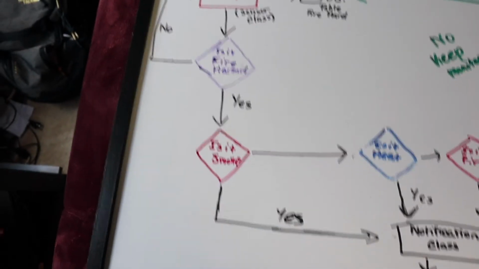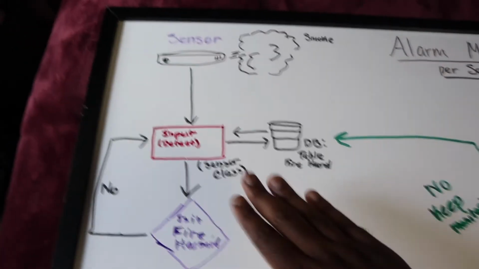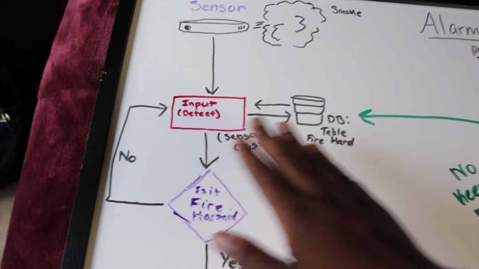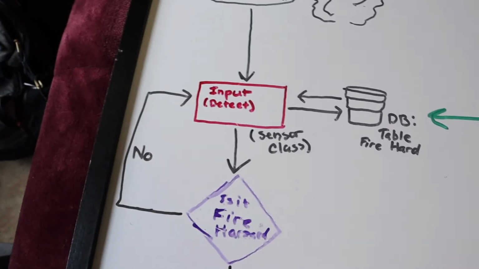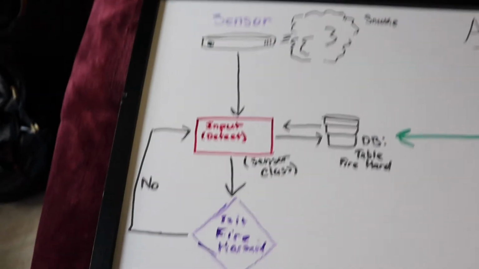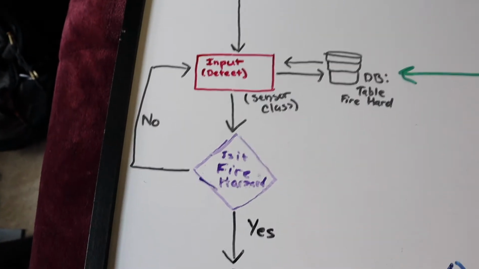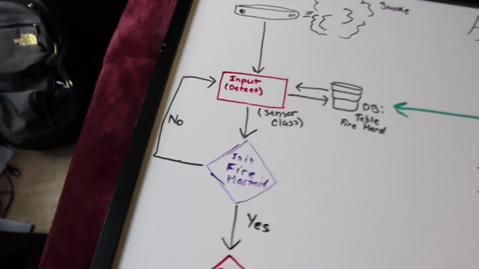Now, you see these different shapes. You see the diamonds and the squares. For those who are not familiar with flowchart diagrams for programming, anytime you see a rectangle, this is called a processing symbol. So that's a rectangle. This first step right here is the input. Input meaning the sensor is going to detect a fire hazard, and that is the input to start the application to run, and that would be the sensor class.